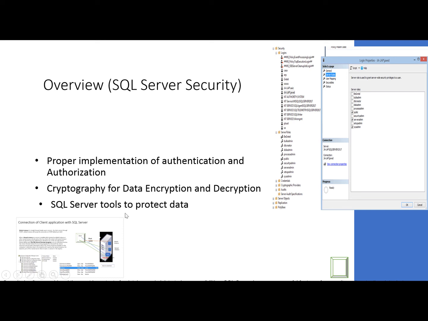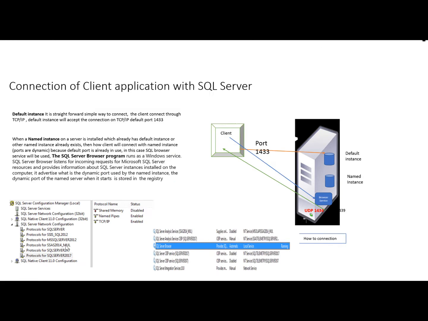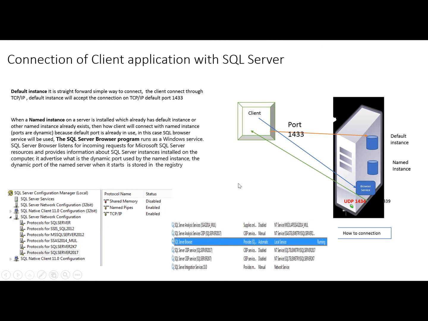Before going to this topic, we'll see how the clients connect with the server. Whenever SQL Server starts, it uses some protocols to connect with SQL Server clients. These protocols are shared memory, named pipes, and TCP/IP. When SQL Server starts, if the TCP/IP protocol is enabled, then the server is assigned a specific port, and on this port the client will communicate with the server.